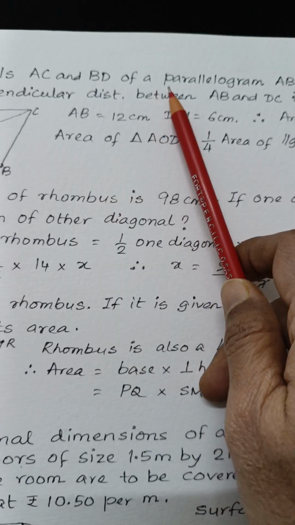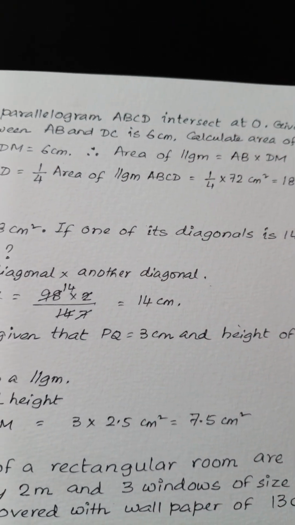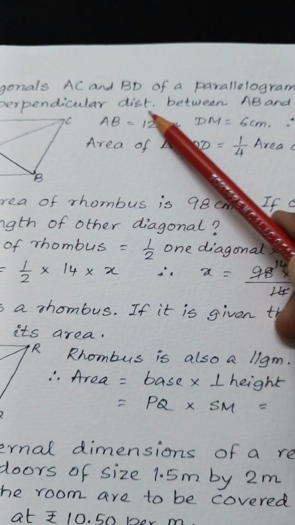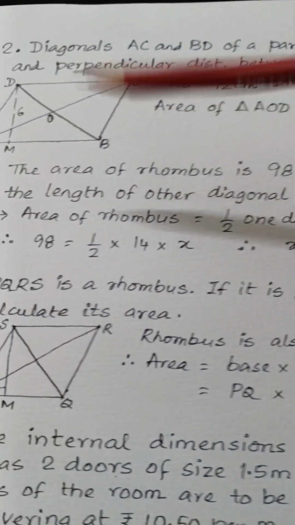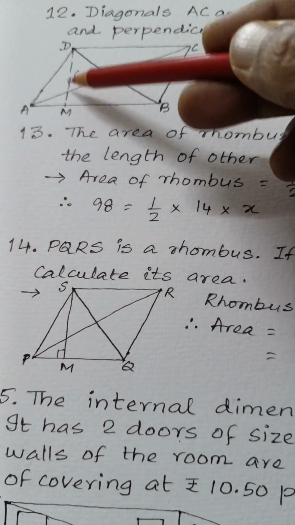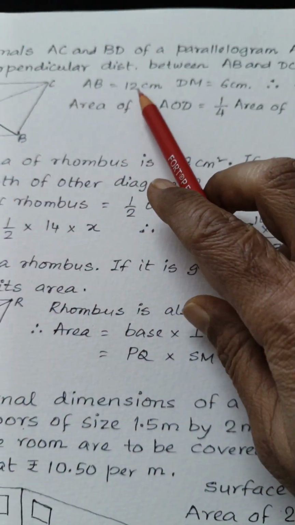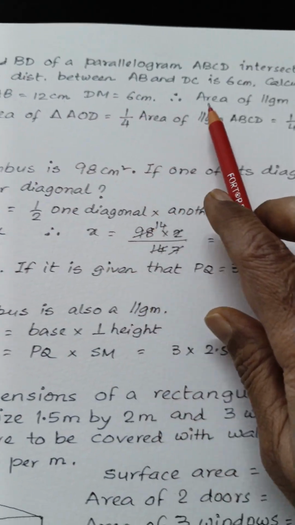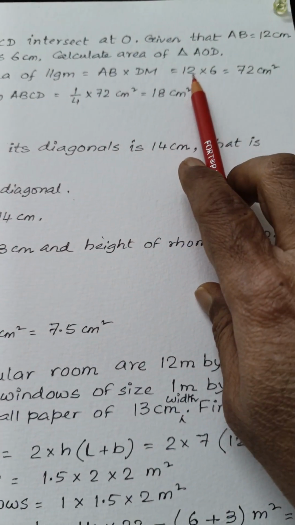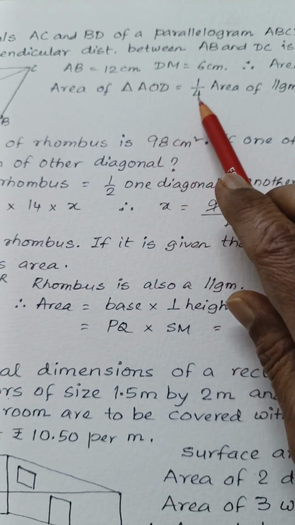Number 12. Diagonals AC and BD of a parallelogram ABCD intersect at O. Given that AB is equal to 12 centimeter, and perpendicular distance between AB and DC is 6. Calculate the area of triangle AOD. So AB is 12, DM is 6. Area of parallelogram is AB into DM, that is base into height. There is 12 into 6, 72 square centimeter.